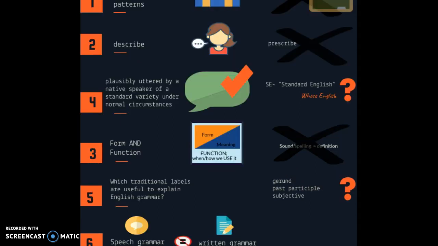Okay, I'm going to go a little out of order because I think Principle 4 connects really well with 1 and 2. And Principle 4 states that from a linguistic perspective, a sentence is grammatical if it might be plausibly uttered by a native speaker or a competent non-native speaker of a standard variety of the language under normal circumstances. So if you would say it as a competent speaker of English, it's grammatical.